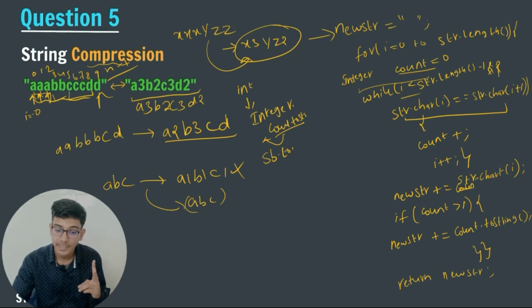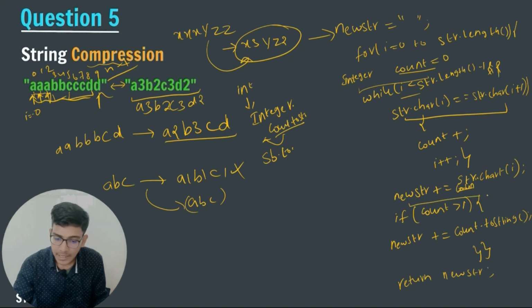So if these two conditions are true, then I'm increasing the value of count. That is nothing but the occurrence of each character. After that, I will increase the ith index. After completing the while loop, I'm adding the particular character at the ith index to my new string. After that, I'm checking if my count is greater than 1.